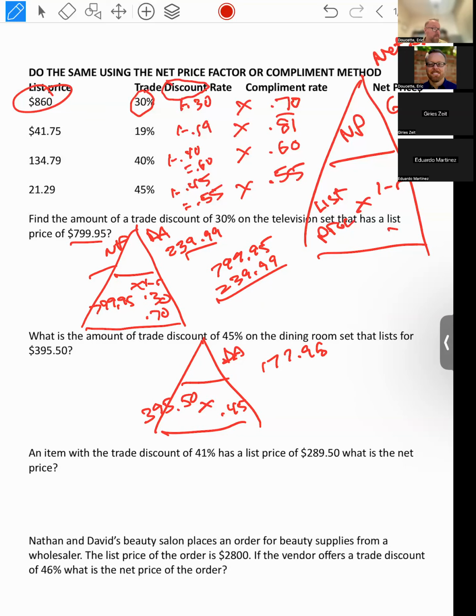If I want to find out what the net price is, I would subtract 177.98 from $398.50, and that would give me my net price. But I actually paid.